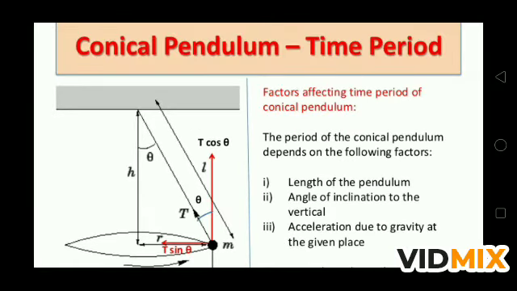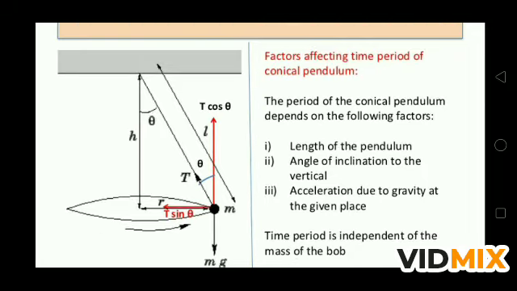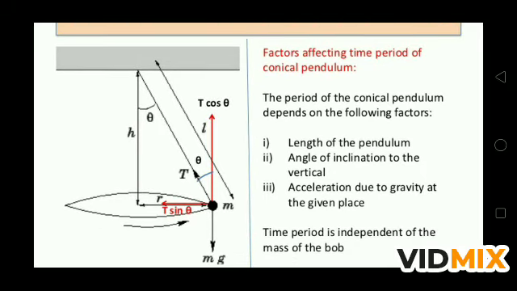The time period of conical pendulum depends on the following factors. One is length of the pendulum. The second is angle of inclination to the vertical, that is the angle made with the vertical. And the third is acceleration due to gravity at the given place. These are the three factors on which the time period of conical pendulum depends, and it is independent of mass of the bob, because if you see in the relation, we had not taken m anywhere. So the time period is independent of mass of the bob.